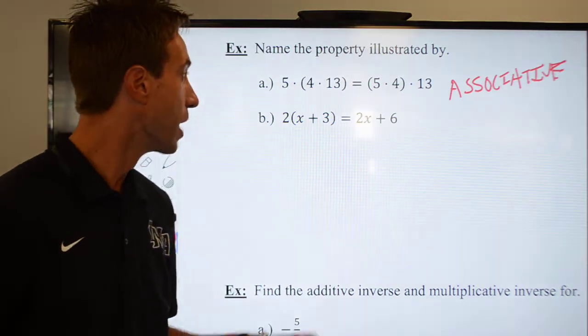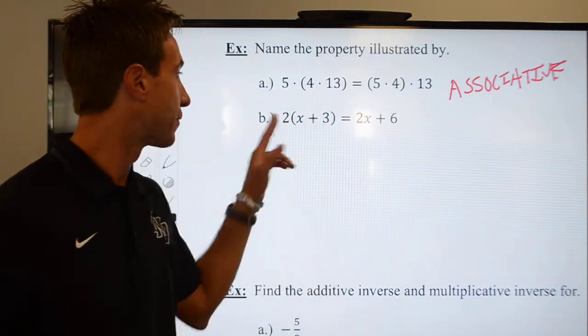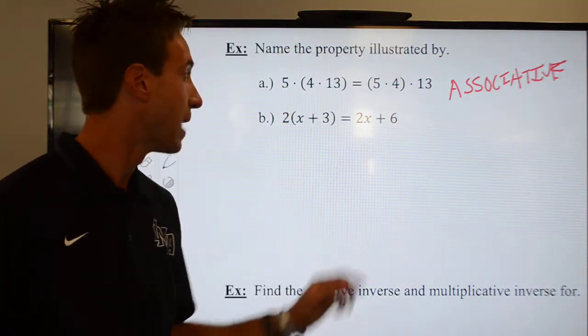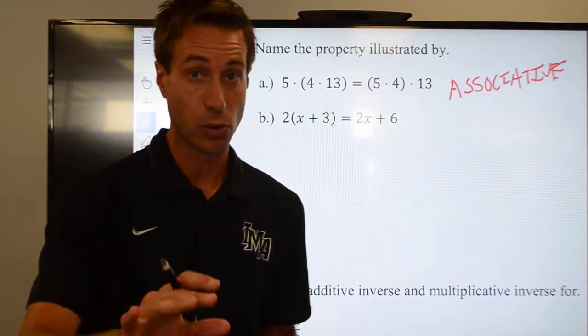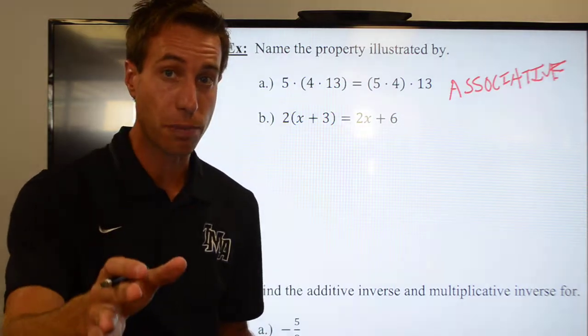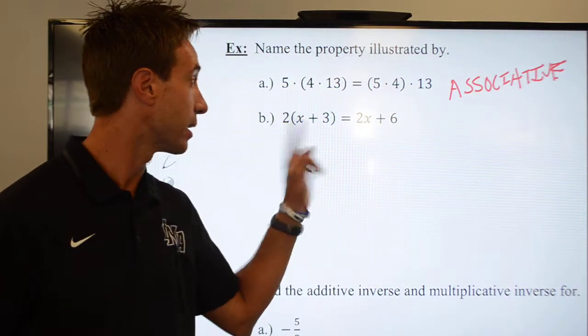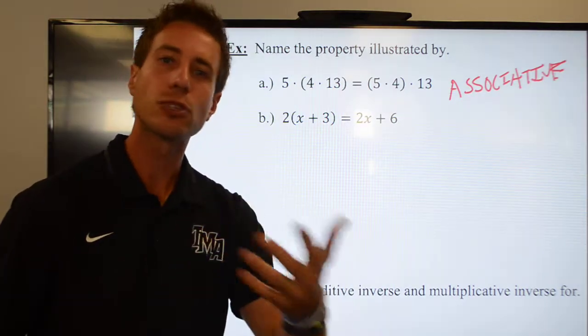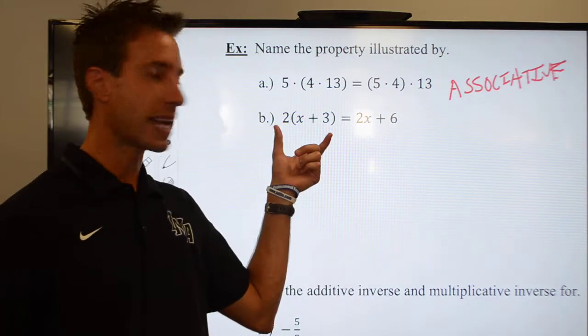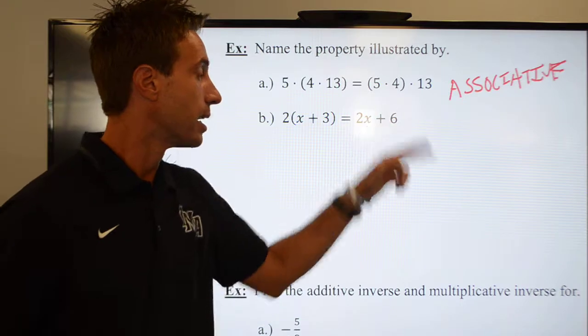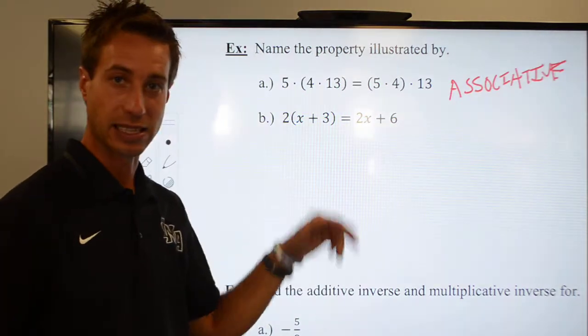Let's try the next one. In the next one, on the right-hand side, I have 2 times the quantity x plus 3, and on the left-hand side, 2x plus 6. Now, from Algebra 1, this one should jump off the page. You should immediately recognize this, but let's work through it together here anyway. What I'm trying to figure out is how do I go from the right-hand side to a 2x and a 6, because I don't have a 6 anywhere over here.